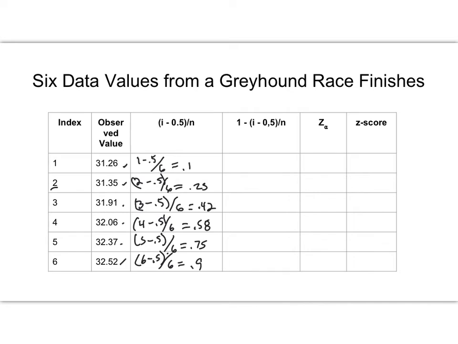And if you look, these are going to be kind of symmetrical. Here I have 0.42 and 0.58 in the middle, and those add up to 1. The next ones are 0.25 and 0.75, and they add up to 1. And the top and the bottom also add up to 1.